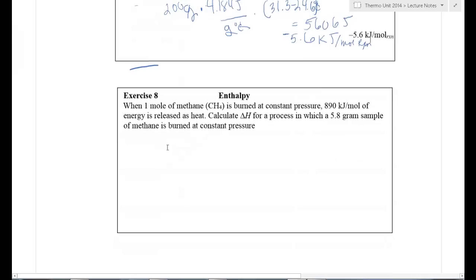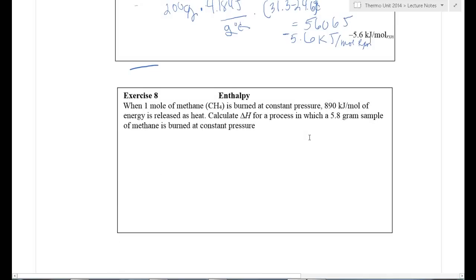Alright, so when 1 mole of methane is burned at constant pressure, 890 kilojoules per mole of energy is released as heat. We want to calculate the change in enthalpy for a process in which 5.8 grams of the sample of methane is burned at constant pressure. So this is not really a calorimetry problem. This is back to being a stoich problem.